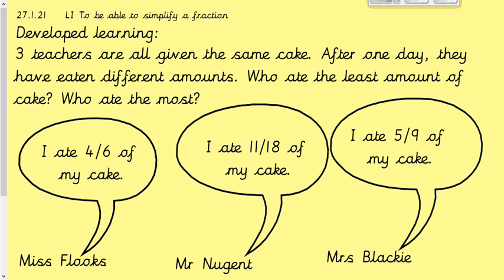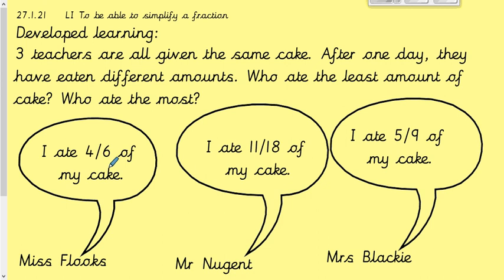So 3 teachers are given all the same cake. After one day, they have eaten different amounts. Who ate the least amount of cake and who ate the most? So Miss Flukes, me, I ate 4/6 of my cake. Mr. Nugent ate 11/18 of his cake, and Mrs. Blackie ate 5/9 of her cake. So who ate the most? Now, I want you to have a go. If you're confident, then have a go, see if you can work it out. If you're not, then stay with me and we'll go through it together.